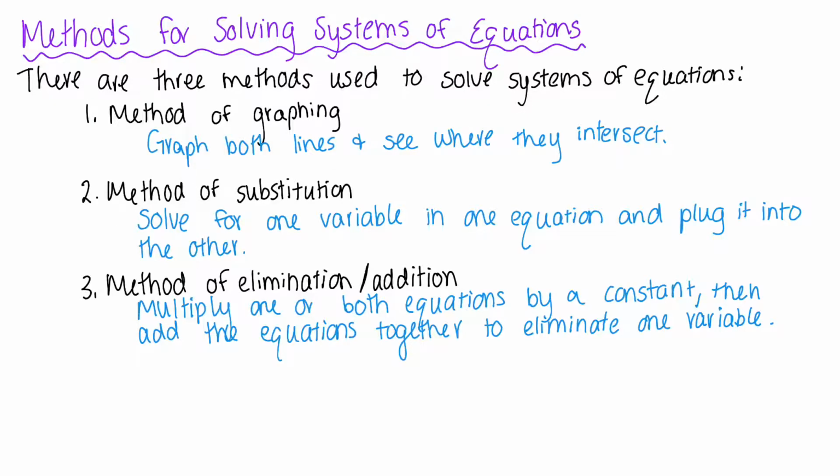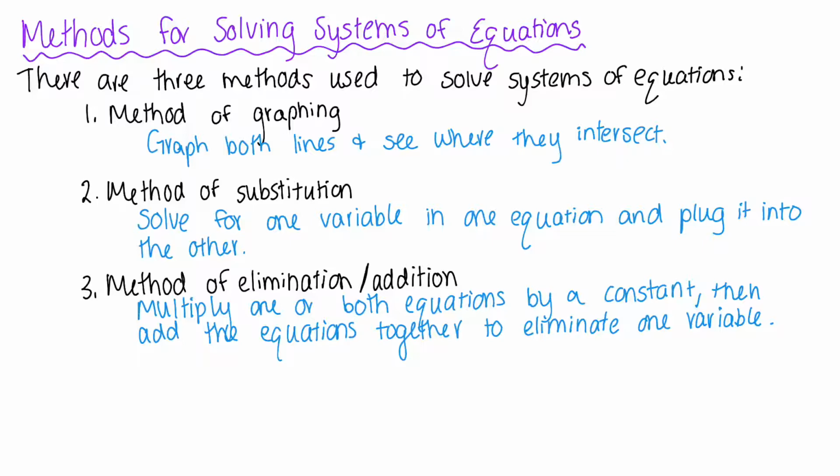So in general, there's three. Sorry, my Apple Pencil died there in the middle of a sentence. So in general, there's three different methods that we use to solve systems of equations. There's the method of graphing, which is where you graph both lines and you just see where they intersect. The next method is the method of substitution, where you solve for one variable in one of the equations, then you plug it into the other. And the last is the method of elimination, which is sometimes called the method of addition, where you multiply one or both equations by a constant, add the equations together to eliminate one variable.